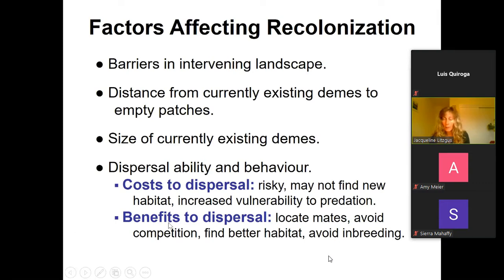But then there's benefits too, right? So you might go locate some mates. You might avoid competition in your current deme, which maybe is getting kind of crowded. You might actually find better habitat once you get there. And it also can avoid inbreeding, right? If most of the individuals within a deme are reproducing mostly with each other, and you don't want to interbreed with relatives, right? So you can avoid inbreeding by moving out.